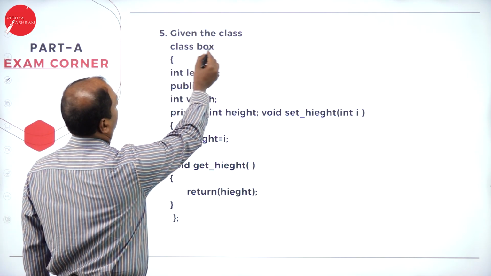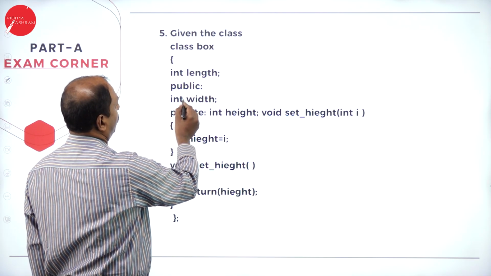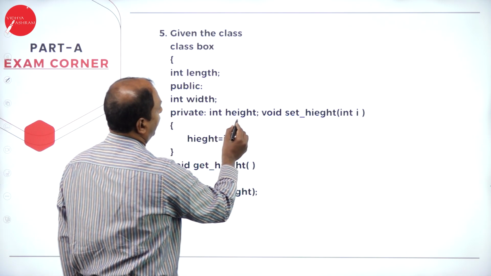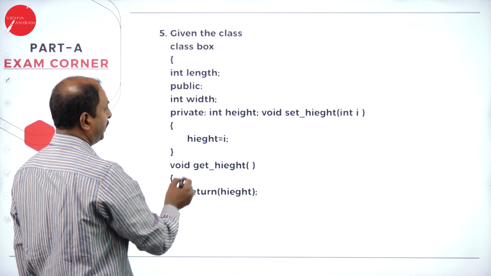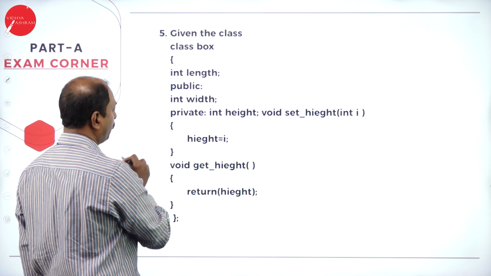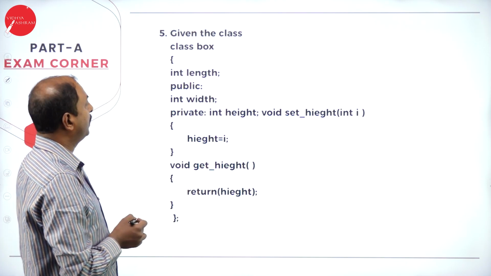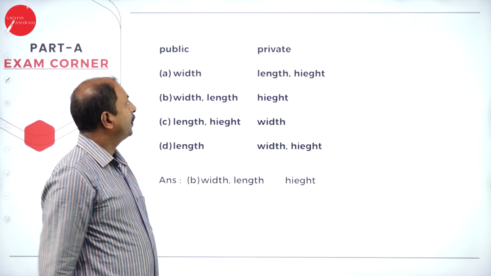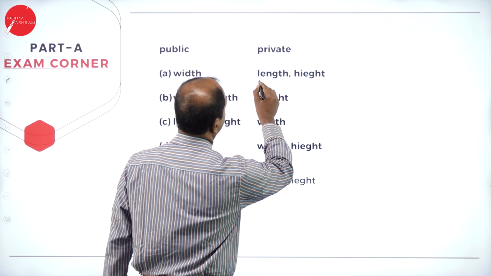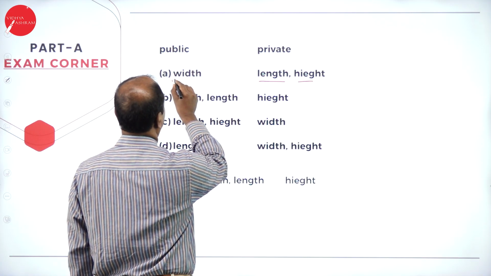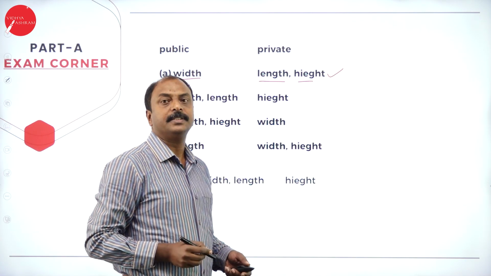Fifth one: look at the syntax here. Given the class Box, int length, under public we have int width, under private height, and void setHeight, it is a function, and here height equals i, close the function. This is the getHeight function, closing the class here. Accordingly, length and height are private and width is public. So this is the answer.